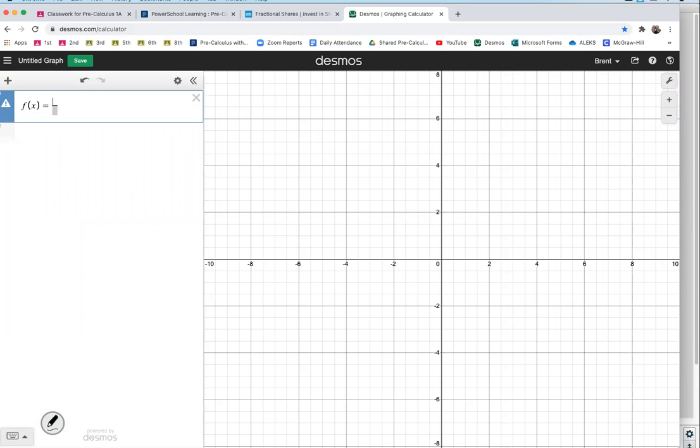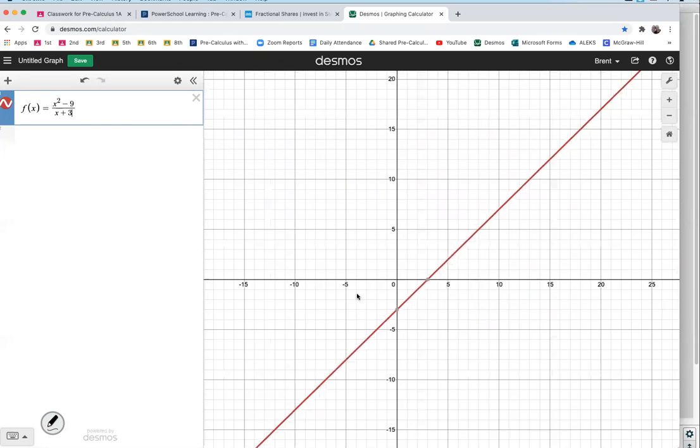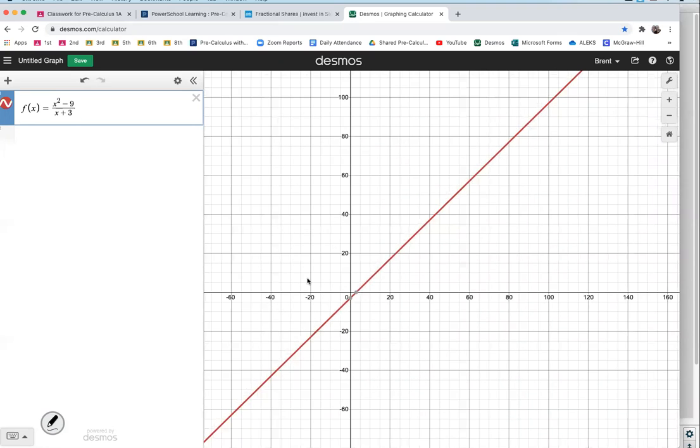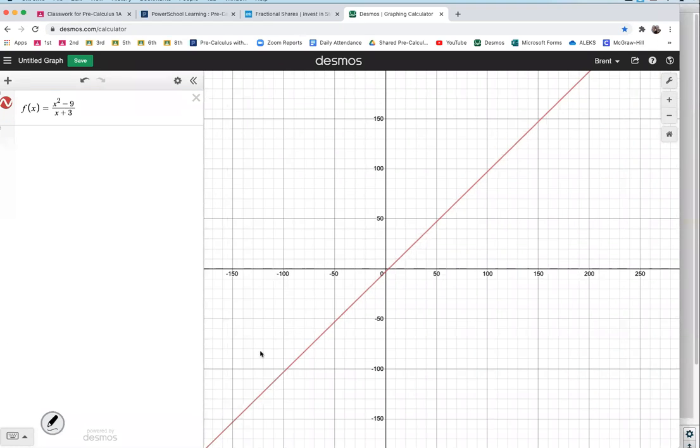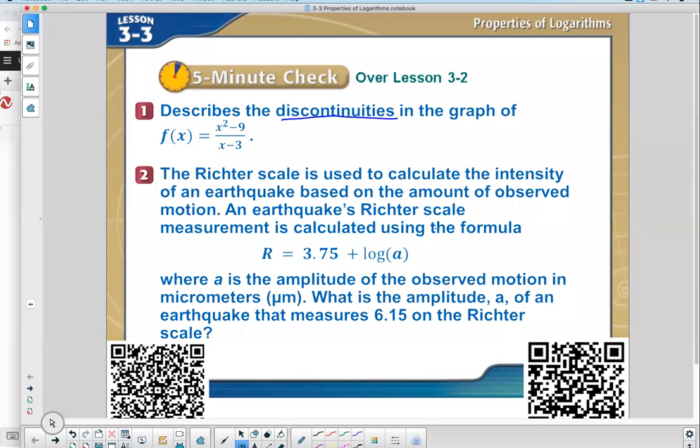So the equation was x squared minus 9 over x plus 3. And it looks like a line. It just looks like a line. So when it's a line, it looks continuous. At first you might think continuous because I don't see any breaks. However, if you remember the rules, there are 3 rules for domain that you need to keep track of, and a domain break is the same thing as a discontinuity.